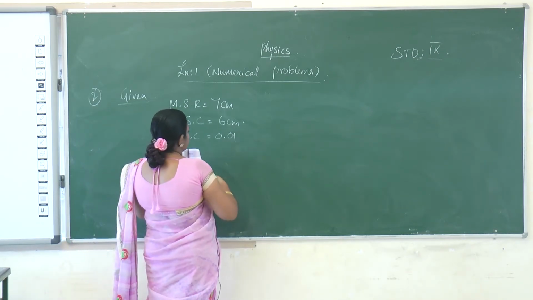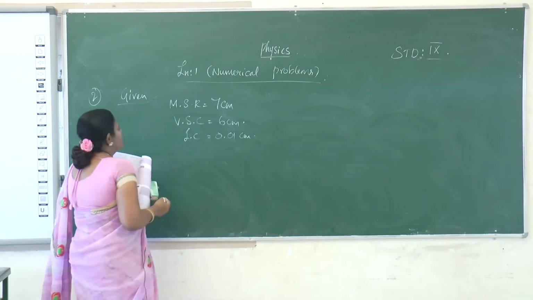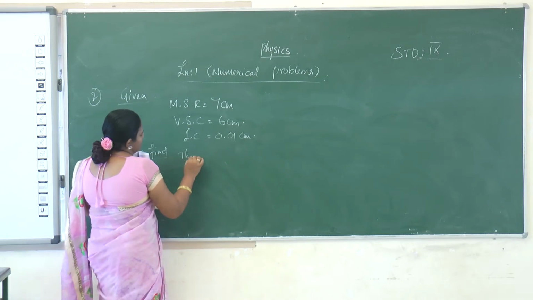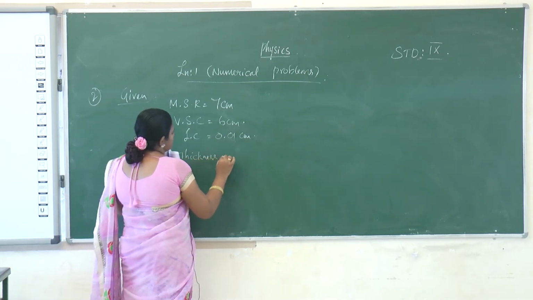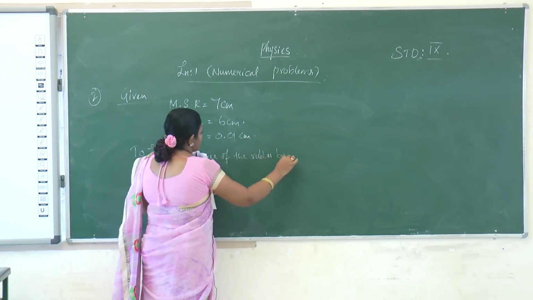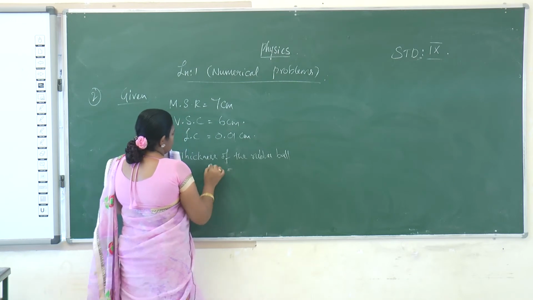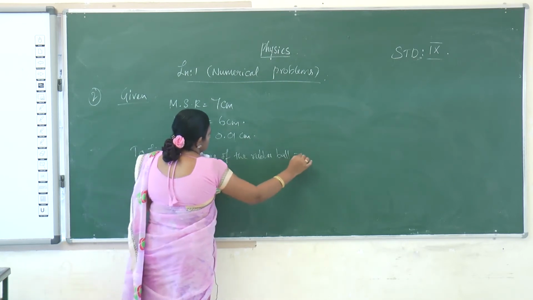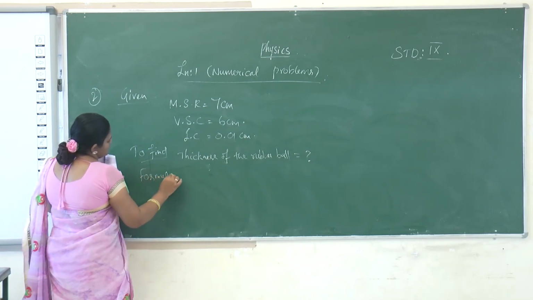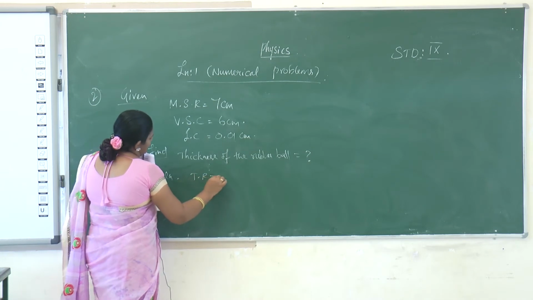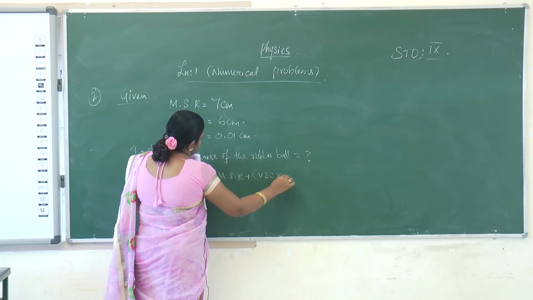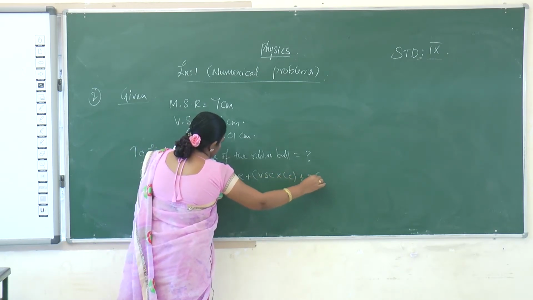Okay, and what is to be found? The thickness of the rubber ball. The thickness of the rubber ball is equal to the total reading, for which we use a formula. What is the formula used in this problem? Total reading is equal to main scale reading plus vernier scale coincidence into least count plus or minus zero error.